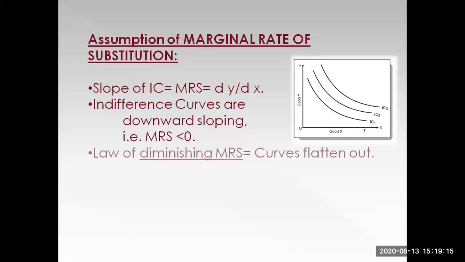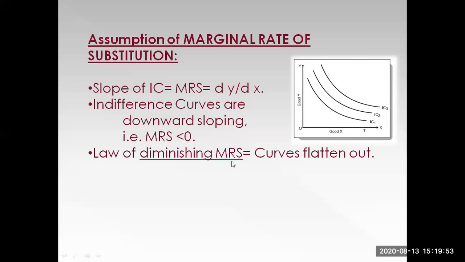Next point is the law of diminishing marginal rate of substitution, which implies that the curves flatten out. Again, this is a very ideal situation. It's not ideal as in it cannot be expressed in real practical life, but it's something that we assume to be very normal. So that's the norm. We might have situations where this point does not hold. We might have exceptions, but in general, assuming normal goods that people usually want, this point holds.